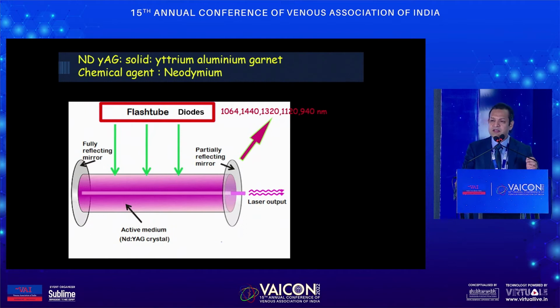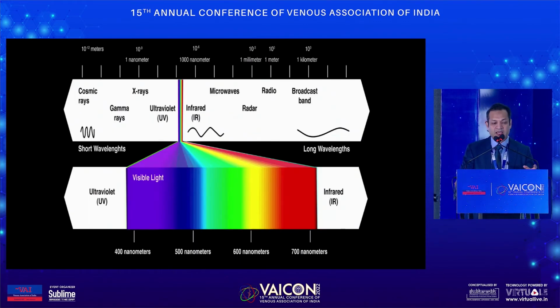And you have a chemical agent in this, neodymium. As soon as you put this active medium in the tube and put in a current, the atoms go up and then they give you various wavelengths. Nd:YAG can give you various wavelengths, which I mentioned earlier, so you can select what wavelength you want. And with various studies, it has been found that 1064 is one of the best lasers which can help us.